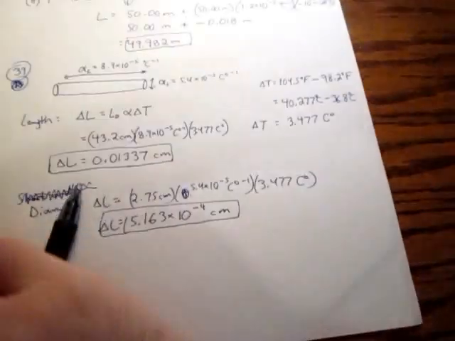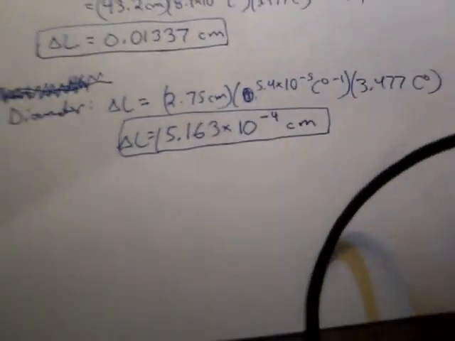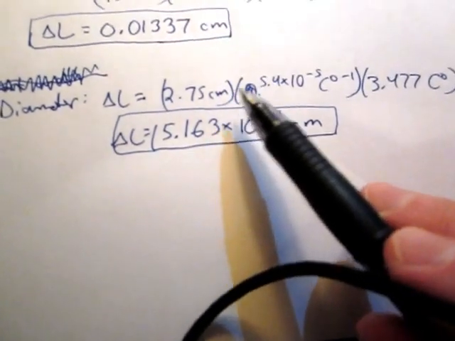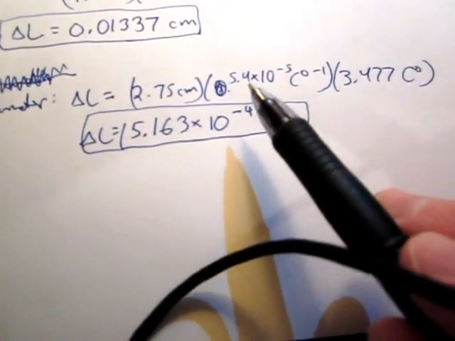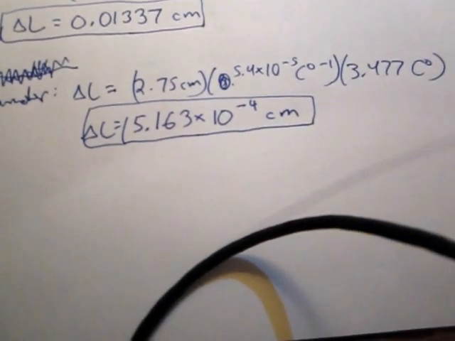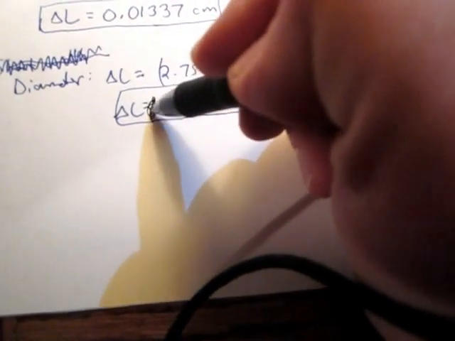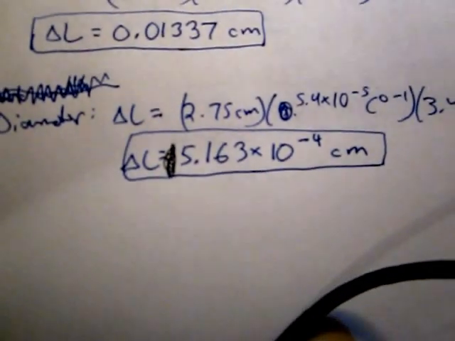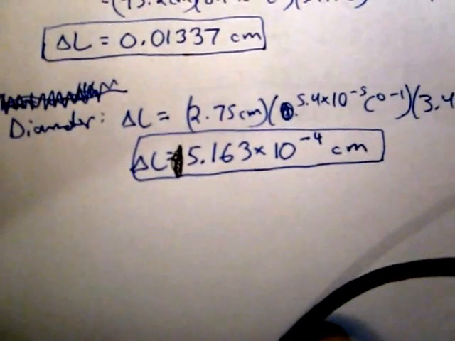Now, since I can't read my own handwriting, now's a good time to do some quick, sorry to do this on film with you guys. This is 3 times 5, that's going to be about 15, times 3, that's going to be about 45, 50, yeah, okay. So this must be the start of a parenthesis that I never finished, and we'll go with the change in length is 5.163 times 10 to the negative 4.